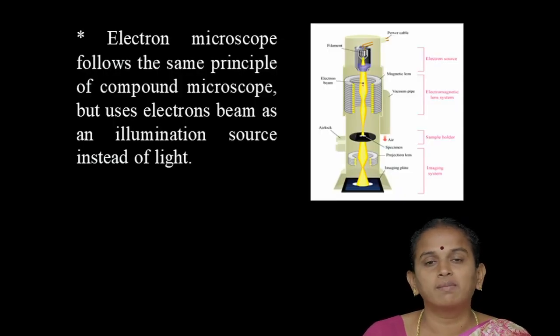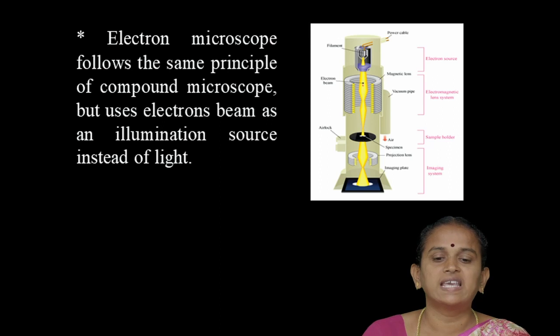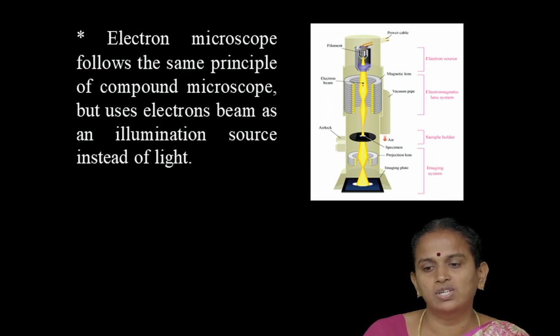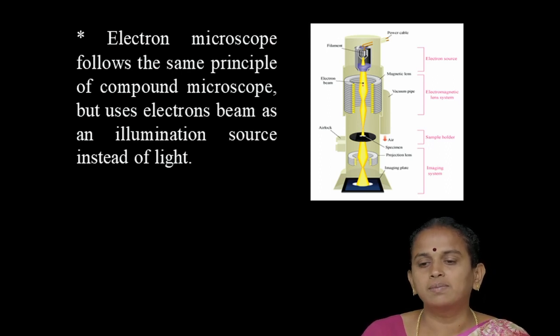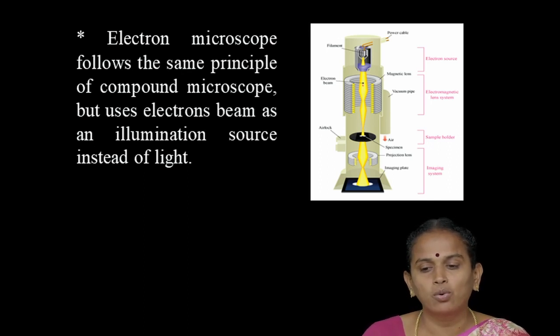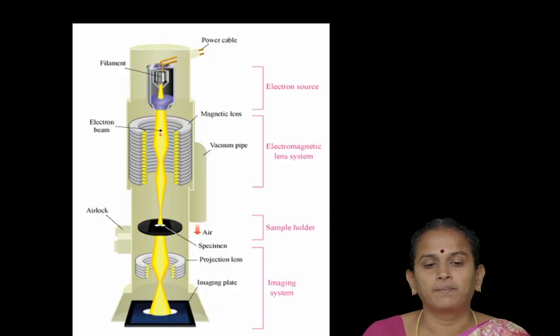And this is the schematic representation of the scanning electron microscope. This electron microscope follows the same principle as the compound microscope but uses the electron beam as the illumination source instead of light. This picture contains the electron source, electromagnetic lens, sample holder and imaging systems. Next we see them one by one.